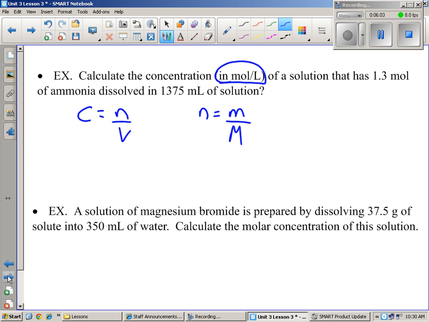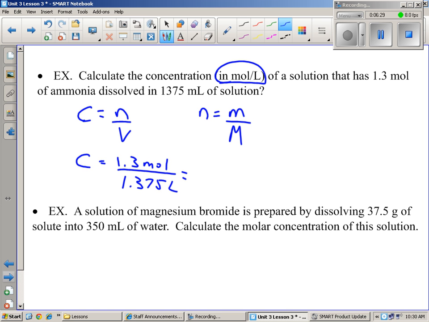Looking at this, we have calculate the molar concentration. So that's C, what we're looking for here, in 1.3 moles and 1375 milliliters of solution. We need to change that into liters, like so. So 1.375 liters.